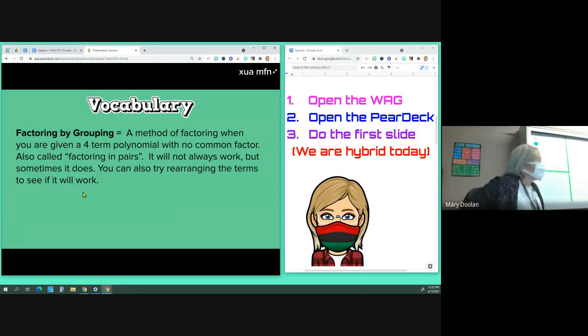This is a method that works when you are given a 4-term polynomial. That just means you have a polynomial with 4 things being added together, and there's no common factor amongst those 4 things. So before we were looking for a GCF of all the terms that we could pull out.